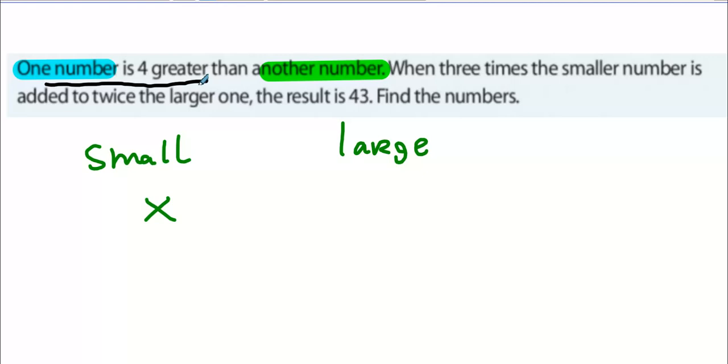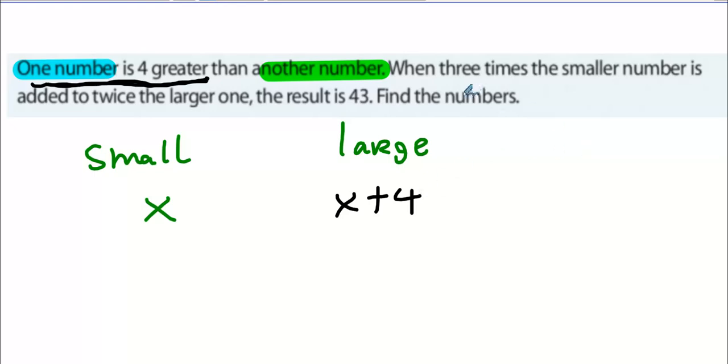Now try not to use Y. Look, read the language. See the black writing. The other number is 4 bigger than it. Well, what's 4 bigger than X? There you go. Is everybody happy with stage 1?